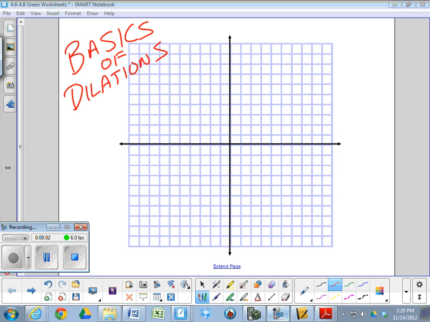This video is called The Basics of Dilations, and what I want to show you is how you dilate a graph. Which one do you like best? X squared, square root, or absolute value? You tell me. Can you tell yet which parent function I'm graphing?